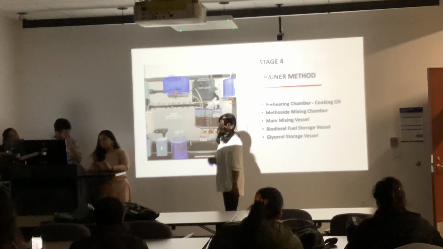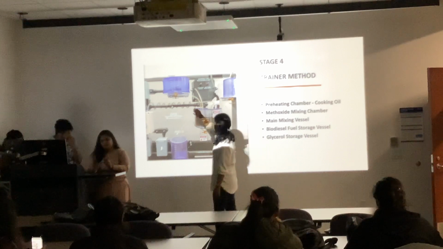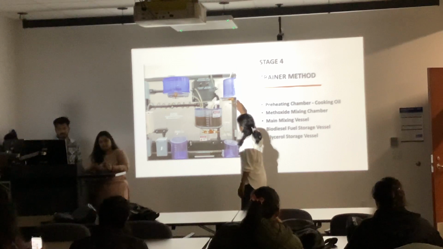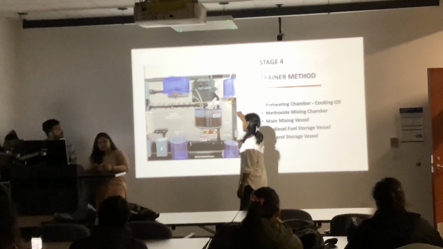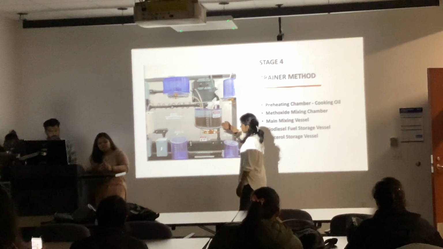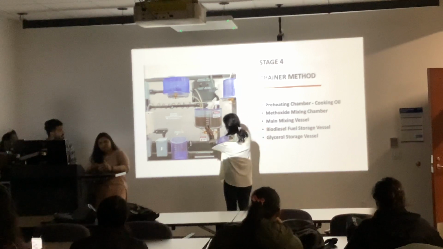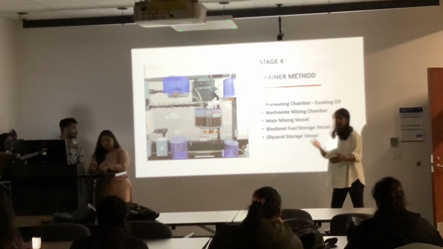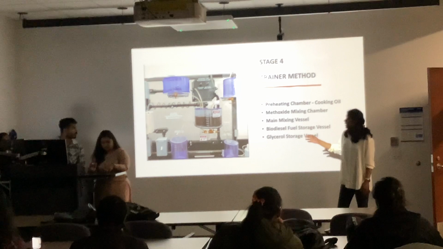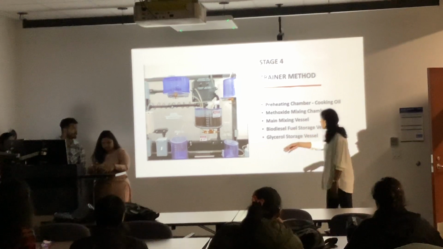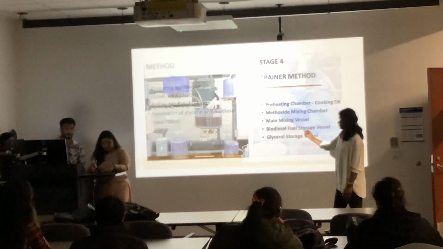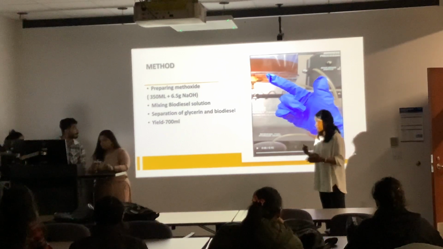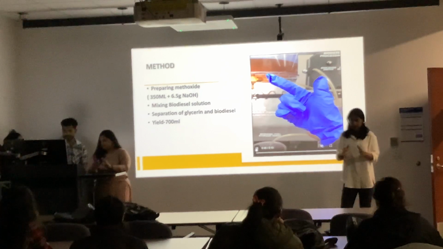So once again, we preheat our cooking oil in the preheating chamber, and the catalyst and the methanol that we use are mixed in this chamber. Once a valve is opened, these liquids are transferred into the main mixing chamber, and the trans-esterification process occurs. The experimental conditions that we use are 60-degree temperature and 2 hours. After 2 hours, the trans-esterification process will be done, and we will keep the mixture for resting.